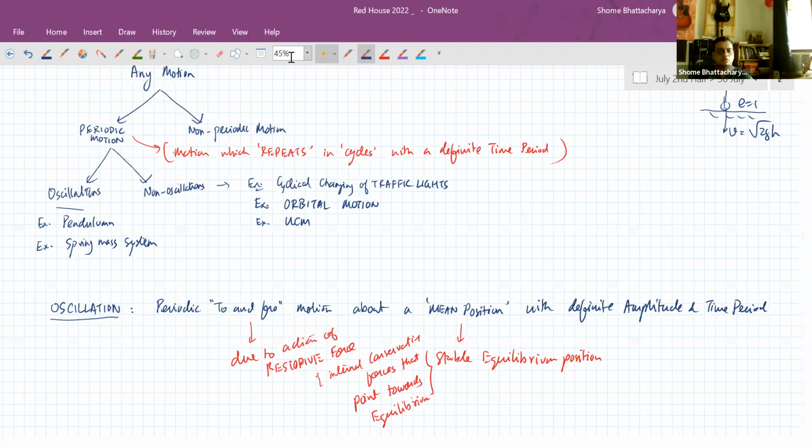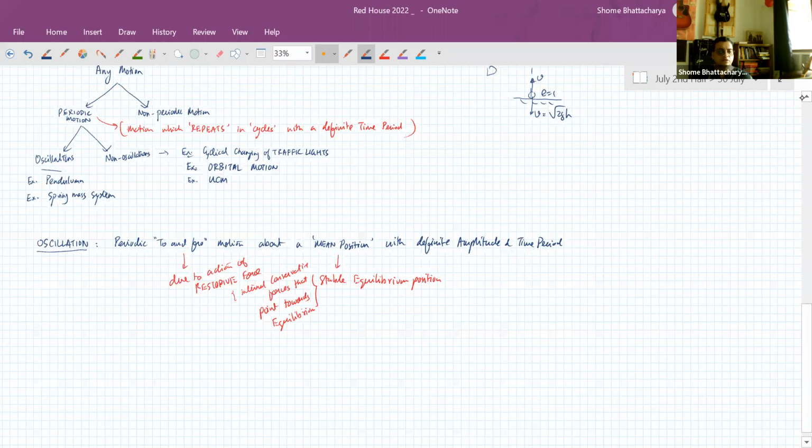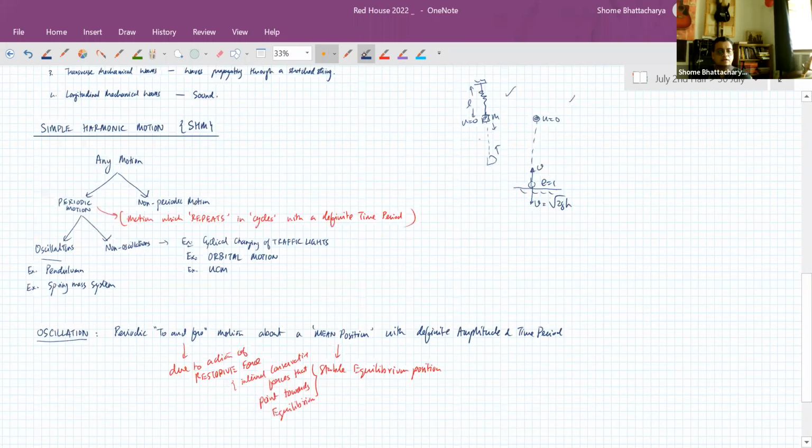So I'll just minimize this and leave you with time to go through this. I hope you've understood the difference between a non-oscillation and an oscillation. So this does not have a mean position or restorative forces. But overall, it has a definite time period.